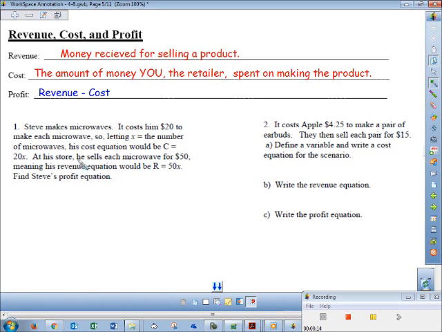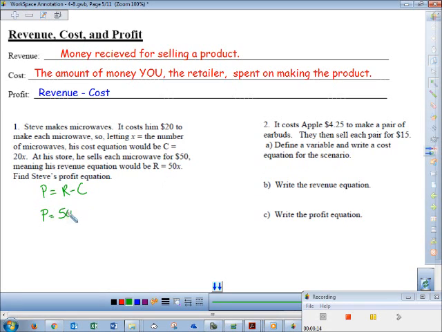Find Steve's profit equation. So quite simply, profit equals revenue minus cost, and we could substitute in: profit will equal the revenue, he makes $50 per microwave, take away the cost of $20 per microwave, and since those are like terms, his profit equation would equal 30X. That's pretty obvious in that situation that Steve makes $30 for every microwave because he sells them for $50, but it cost him $20 to make. So that's a real simple example of revenue, costs, and getting your profit, because profit equals revenue minus cost.